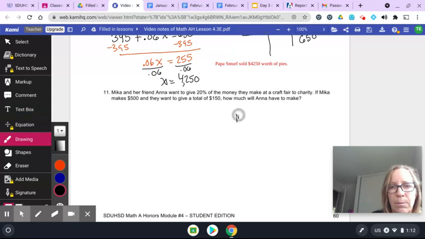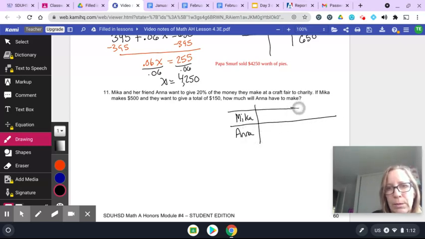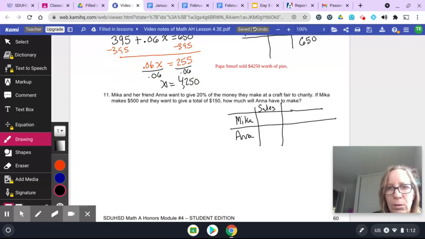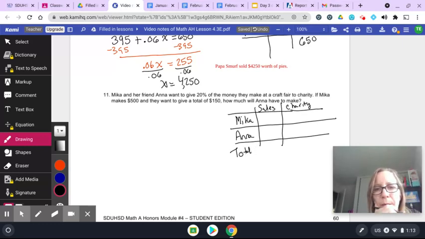Micah isn't our problem. And Anna or Anna, who knows? She didn't tell me her name. And they're going to sell stuff. This is their sales. And they're going to give a percent. They're going to do a percent to donate. Okay. So this is our donation, or charity, I guess. Okay. And then we're going to have a total. And I reread.